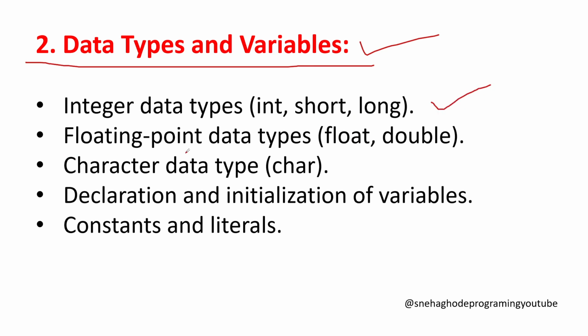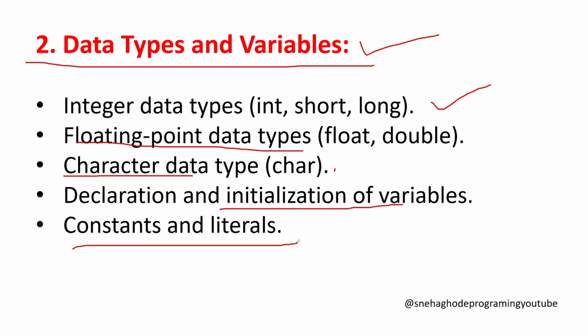Then we are going to see the floating point data types, that is float and double. Then we are going to see the character data type, that is char, and then we can say the string also. Then we are going to see how to declare any variable and how to initialize any variables. Then we are going to see some constants and the literals.